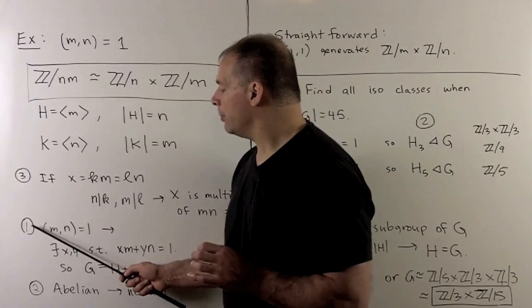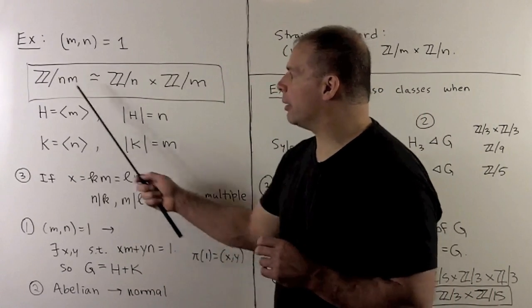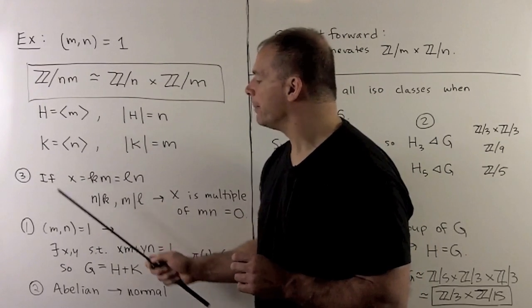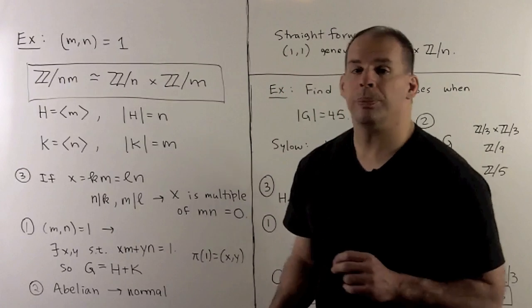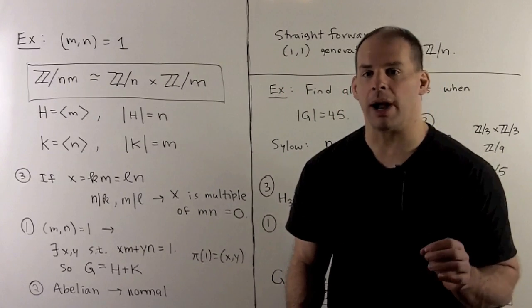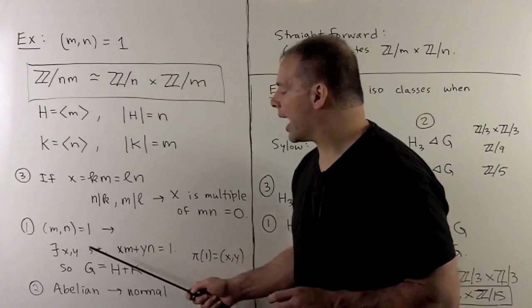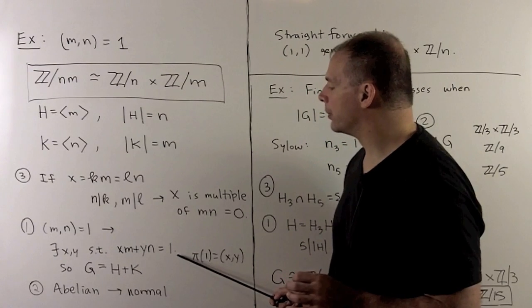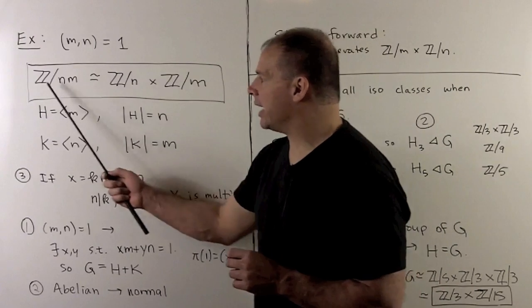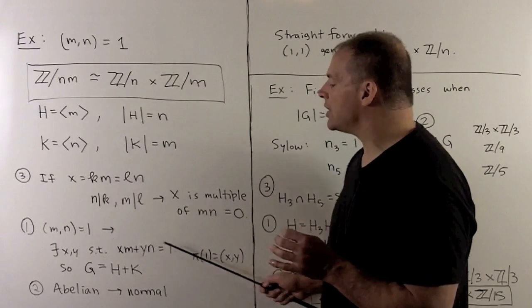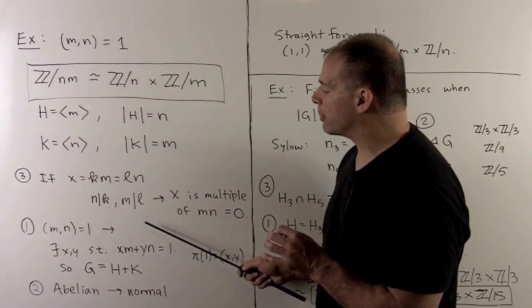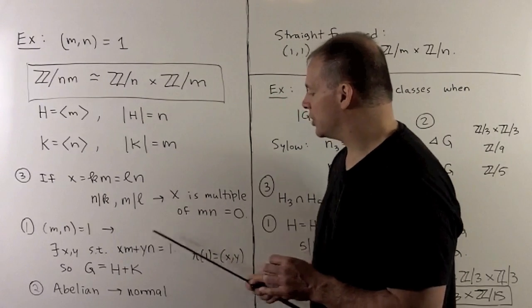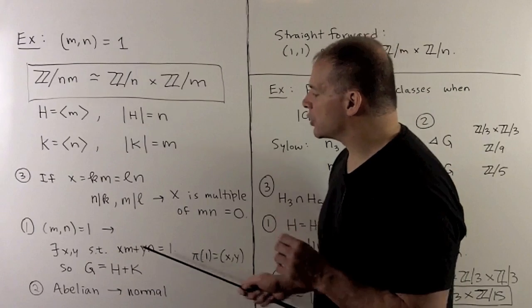For property 1, we want to show that every element in our group can be written as a sum of an element of H and an element of K. Well, we know because m and n are relatively prime, we have x and y such that x times m plus y times n is equal to 1. If I want the element j, I can multiply this equation by j, and that'll give us the correct multiples of m and n, elements of H and K, to get to j. So that gives us property 1.